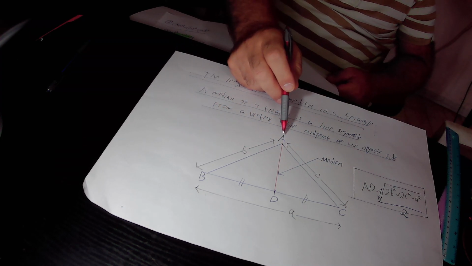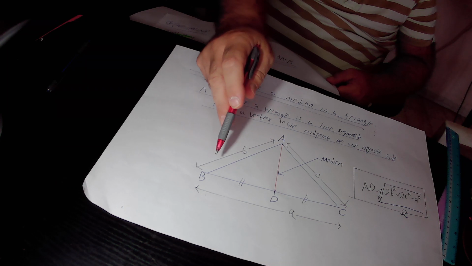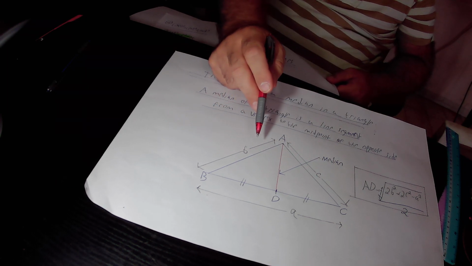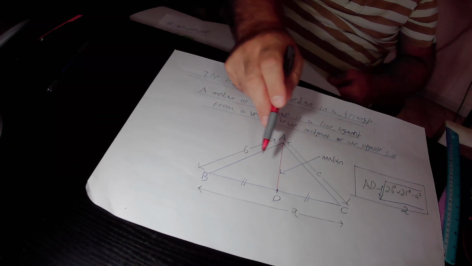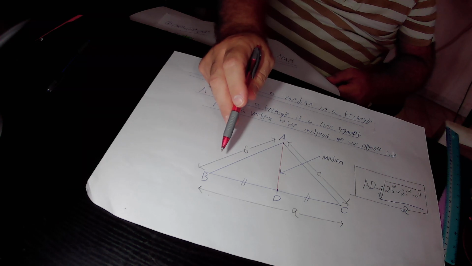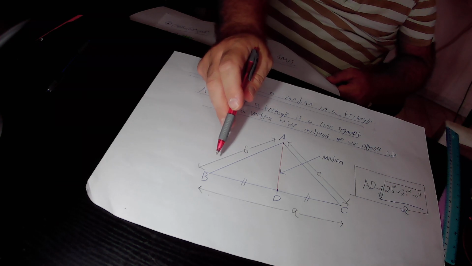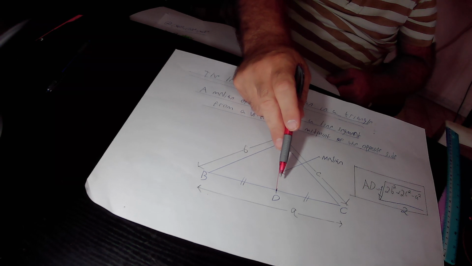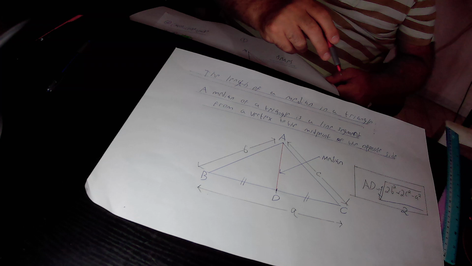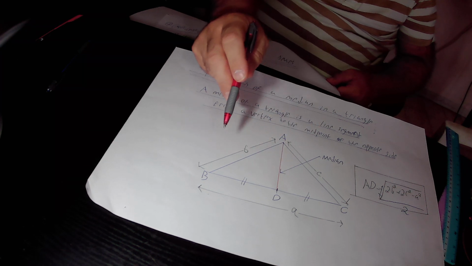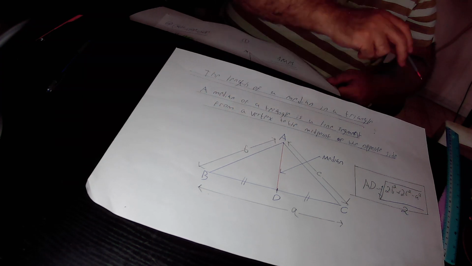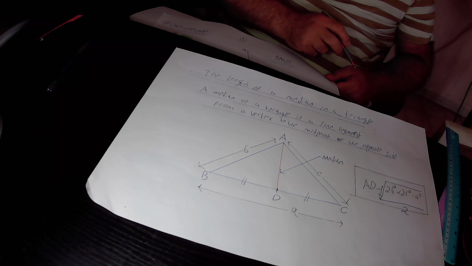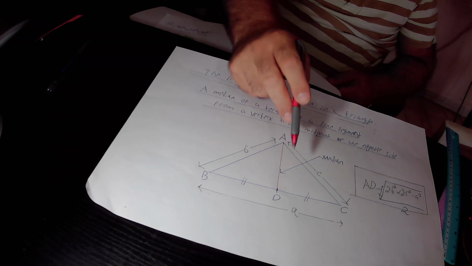The median AD bisects the opposite side BC. That is to say, it divides the opposite side BC into two halves. Each half equals, the first half is BD, and it of course equals the second half DC. So the median AD bisects the opposite side BC. So what is the length of the median AD?